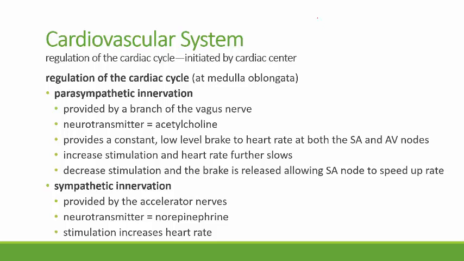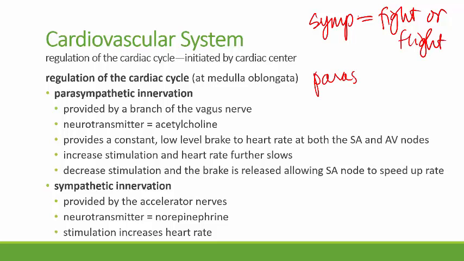And if you recall, sympathetic is the fight or flight division, while parasympathetic is rest and digest. So we'll first start by talking about parasympathetic control. It is provided by a branch of the vagus nerve, the cranial nerve that innervates much of the abdominopelvic cavity organs. The neurotransmitter used for parasympathetic control is acetylcholine.